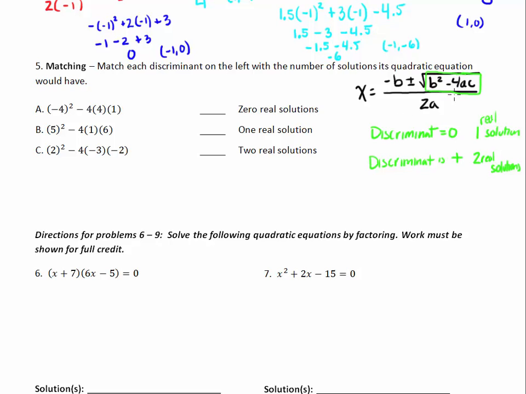So now we've discussed if this is equal to 0. We've discussed if it's positive. So what happens if it's negative? Let's say it was a negative 4. Then we have the square root of a negative 4. And what is the square root of negative 4?